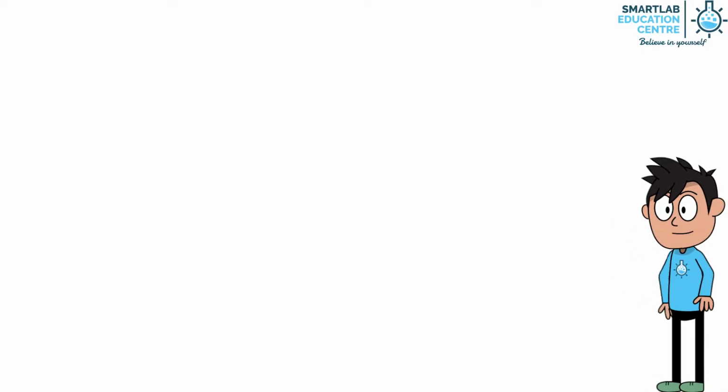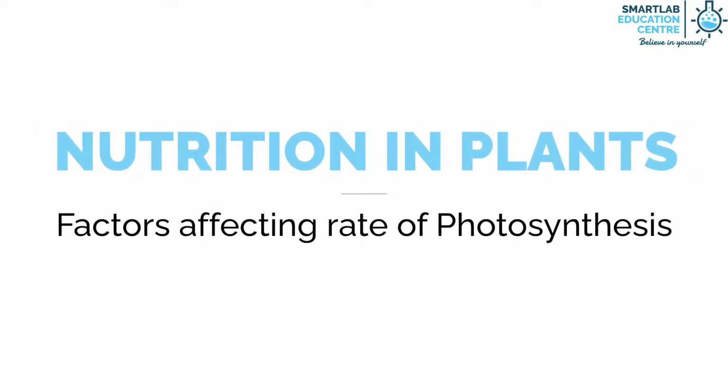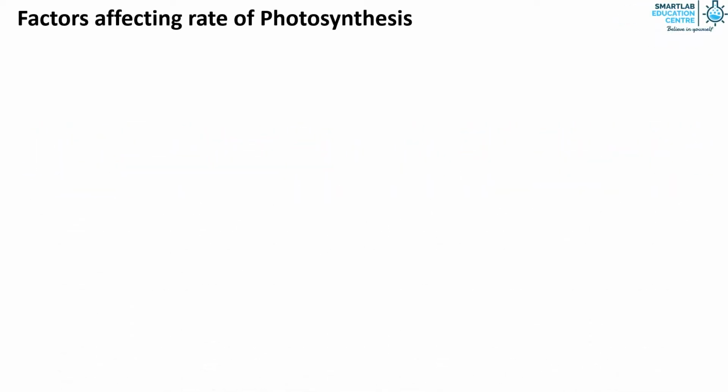Welcome back everyone. Today we learn about factors affecting rate of photosynthesis. First let's recall what are the factors necessary for photosynthesis. Plants need carbon dioxide, which is absorbed from the atmosphere via leaves. Plants also need water that is absorbed from the soil via roots.